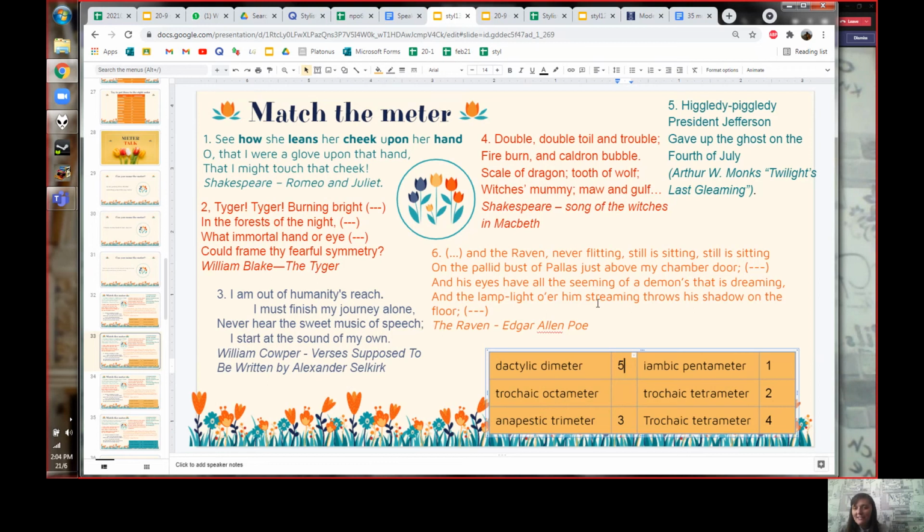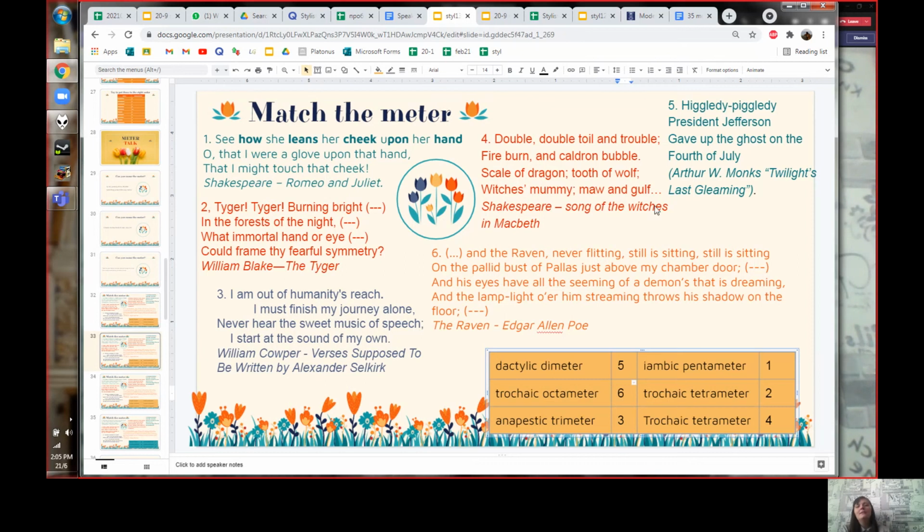And the raven never flitting still is sitting on the pallid bust of Pallas just above my chamber door. And his eyes have all the seeming of a demon's that is dreaming, and the lamplight o'er him streaming throws his shadow on the floor. This is trochaic octameter. The line is very, very long here. It's not very common to use something like octameter because to read it out loud is very, very difficult.